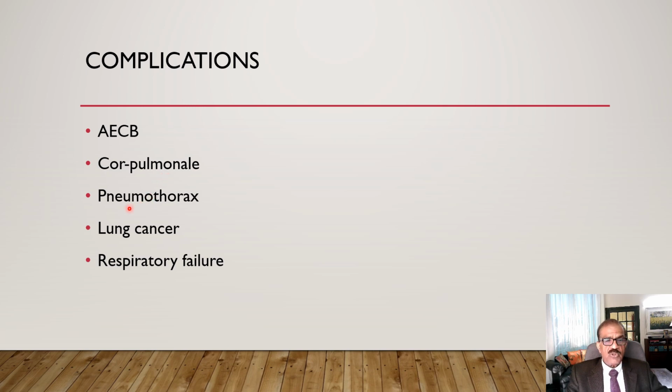Pneumothorax, because these patients are using their accessory muscles and lungs are already weak, there is a possibility of pneumothorax. One of the emphysematous bullae may rupture and may cause pneumothorax, and this will immediately precipitate respiratory failure. Lung cancer, because the etiological factor for lung cancer is also smoking. So imagine somebody who is fighting with COPD develops lung cancer, the prognosis will become very bad, and respiratory failure.